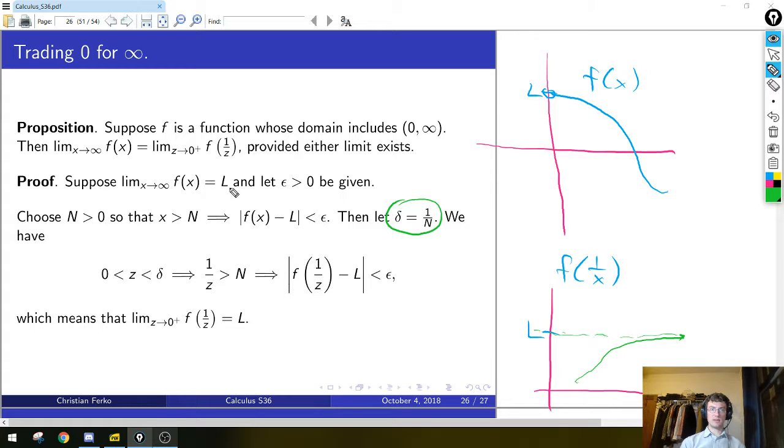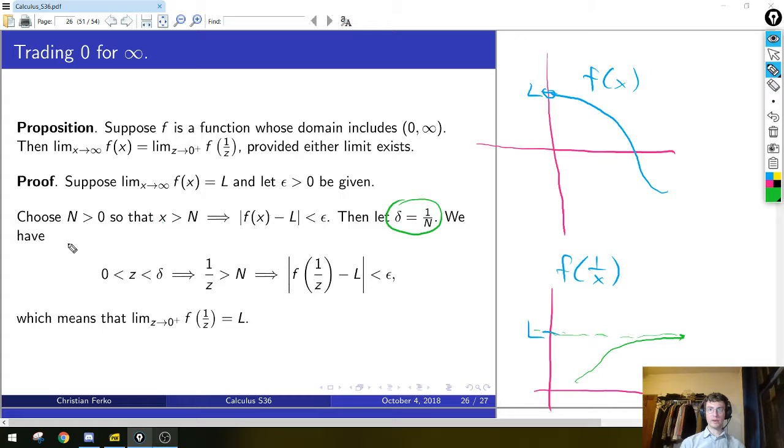If the limit at infinity exists, then by the definition of a limit at infinity, for this epsilon, I can find an n, so that whenever x is bigger than that big number n, f is within distance epsilon of L. So I'm assuming that this limit exists, and pick that n. Then since I have to prove that limit exists, I have to hand you a delta. Well, I grab that n that I just cooked up and define delta to be 1 over n.